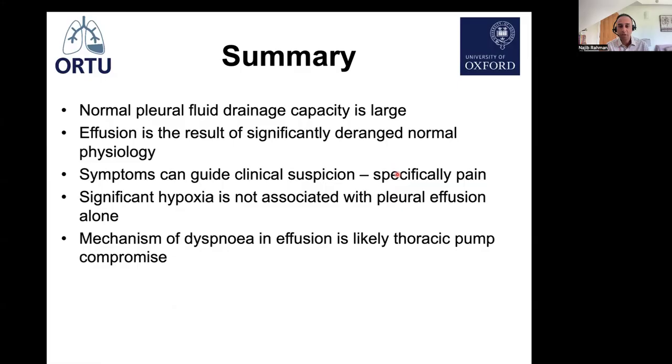Hypoxia should not be associated with pleural effusion alone. Now, patients with effusions are tachypneic, and their saturations are slightly low. If they're profoundly hypoxic, you must think something else is going on and try to investigate that. Indeed, draining effusions for hypoxia in the absence of chronic lung disease is generally not a useful strategy. And then finally, the mechanism of dyspnea is thoracic compromise. This means that when patients present with very large effusions, all we need to do is decompress that extra positive pleural pressure rather than draining them to dryness.